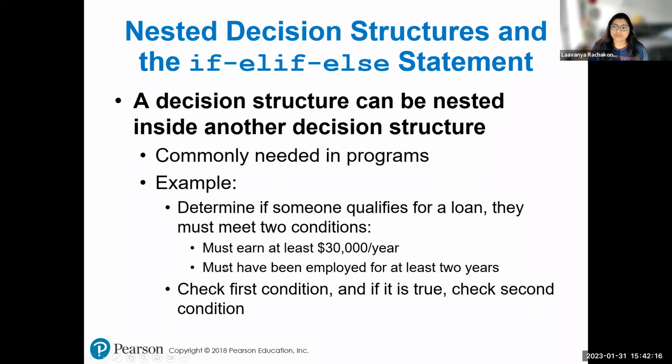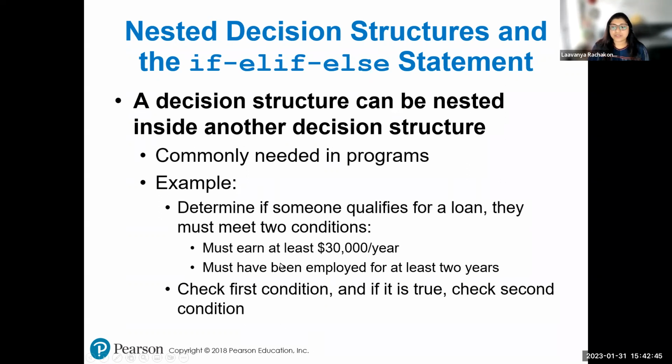So when you are working with such programs, instead of checking the two conditions simultaneously, you can check the first one. And if that is false, then there is no point in checking the other one, right? Because here we are determining if someone is qualified for a loan only if the person is meeting these two requirements. So they have to meet both: at least 30,000 and at least 2 years.